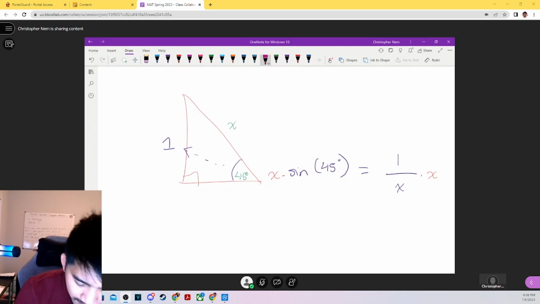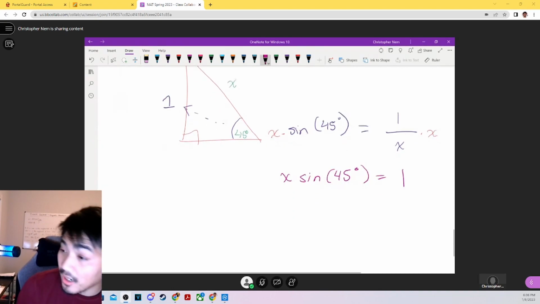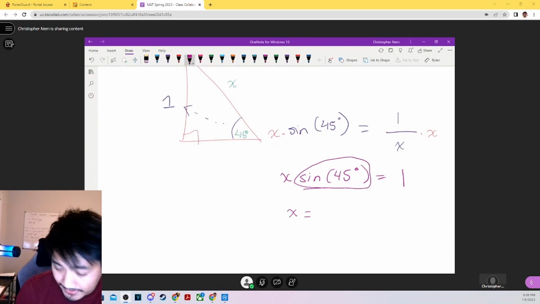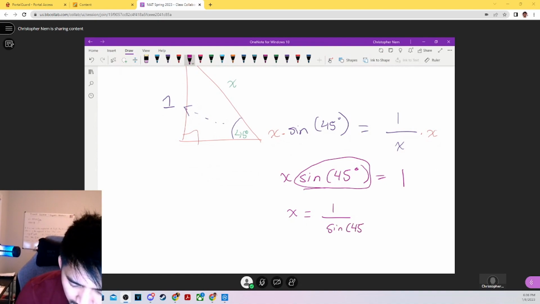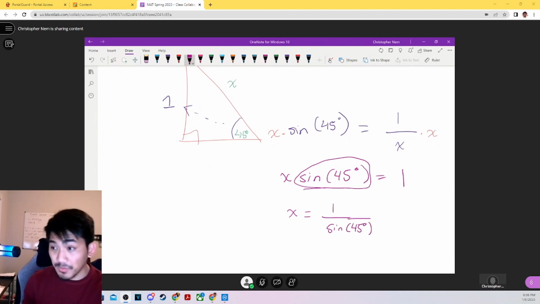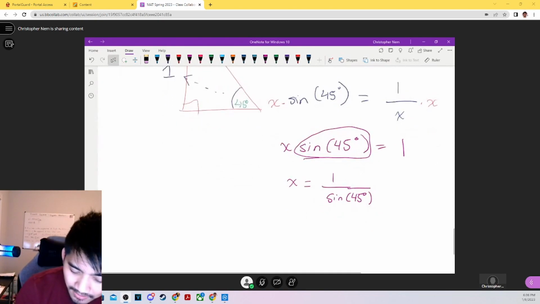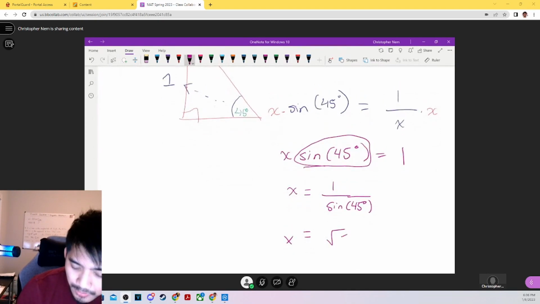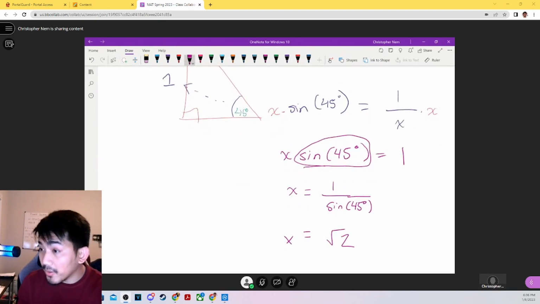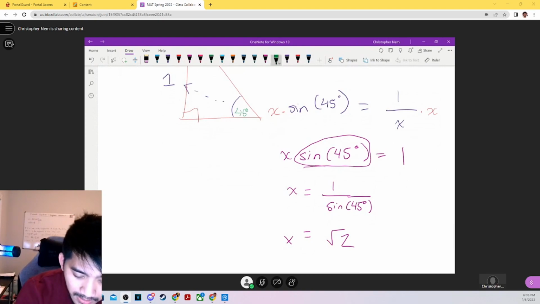So now I have x sine of 45 degrees is equal to 1. If I solve for x now, x is equal to 1 over sine of 45 degrees, this is one singular object. You can only mess with the outputs. Don't mess with the inputs. And if you calculate this out, it turns out that x is exactly equal to square root 2.